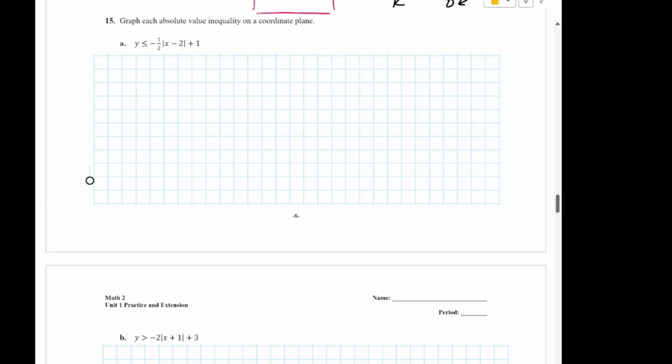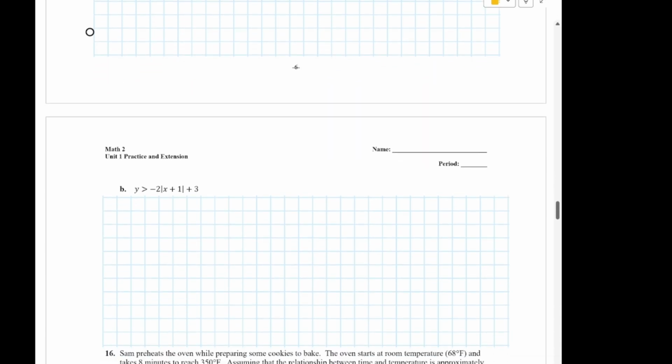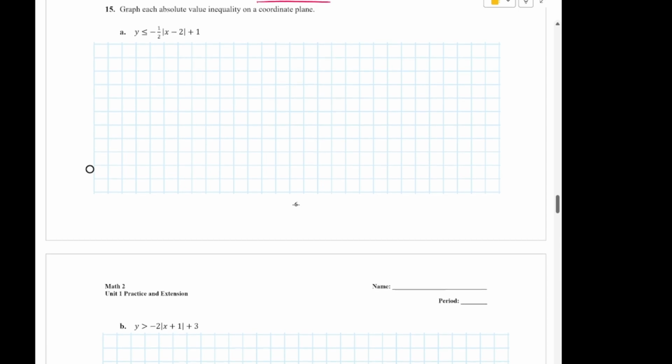Okay. Number 15 from the Unit 1 review handout is graphing absolute value inequalities on the XY axes, or on the XY plane. So I'm going to do A and B two different ways. For A, I'll just do it in the more direct way, and in B, I'll do kind of like step-by-step transformations instead. Mainly because that way will come in handy later on.